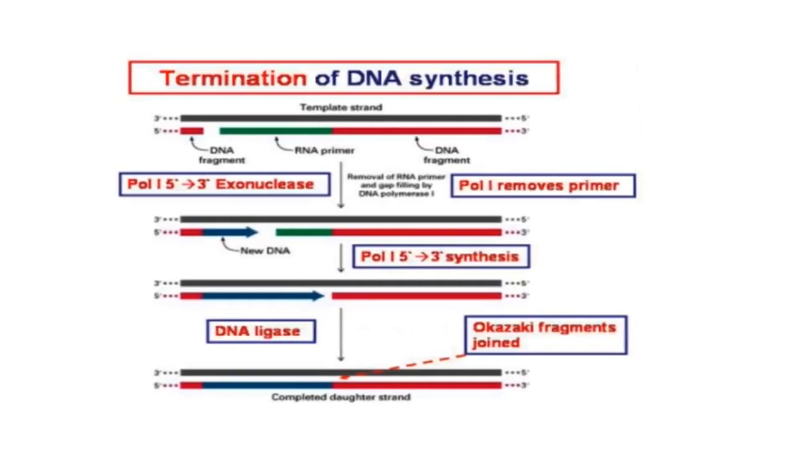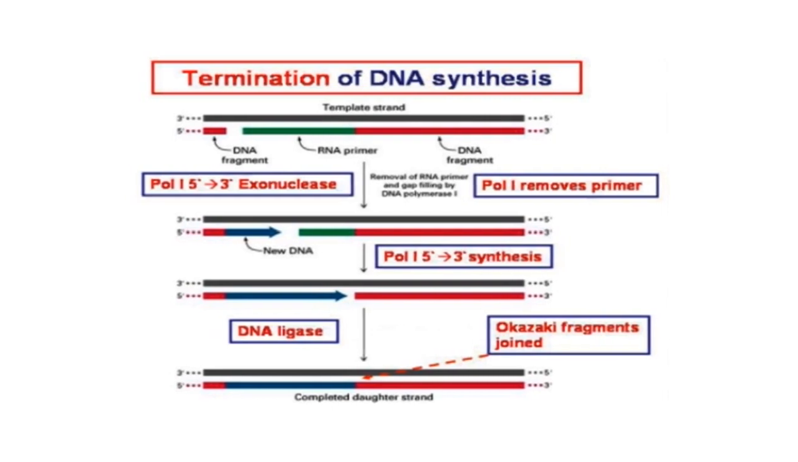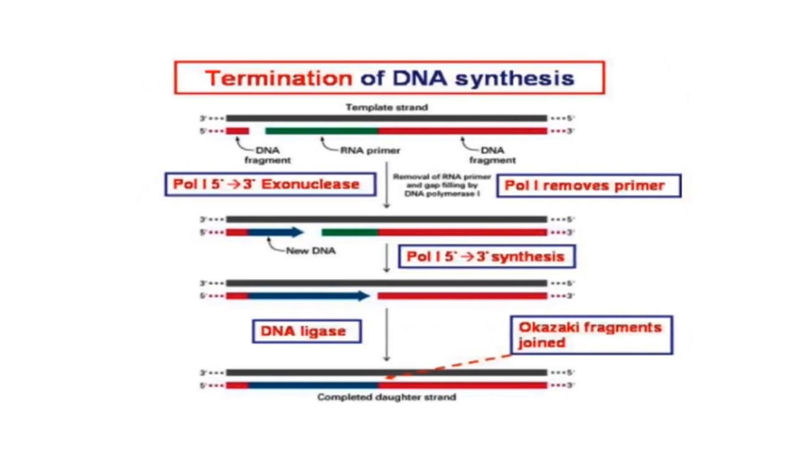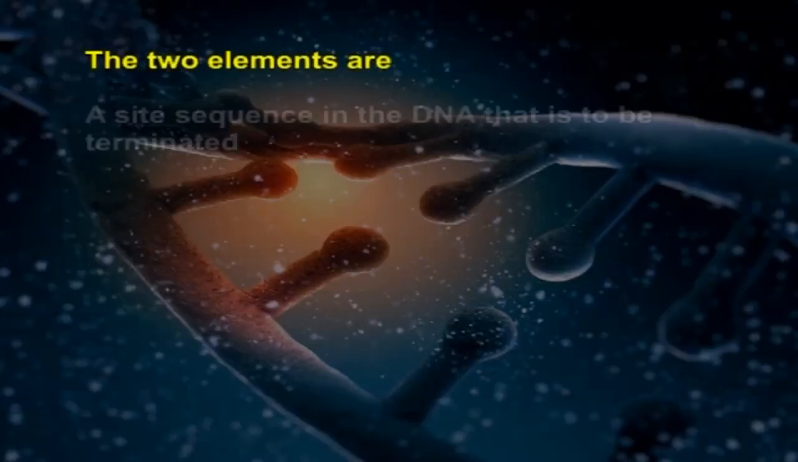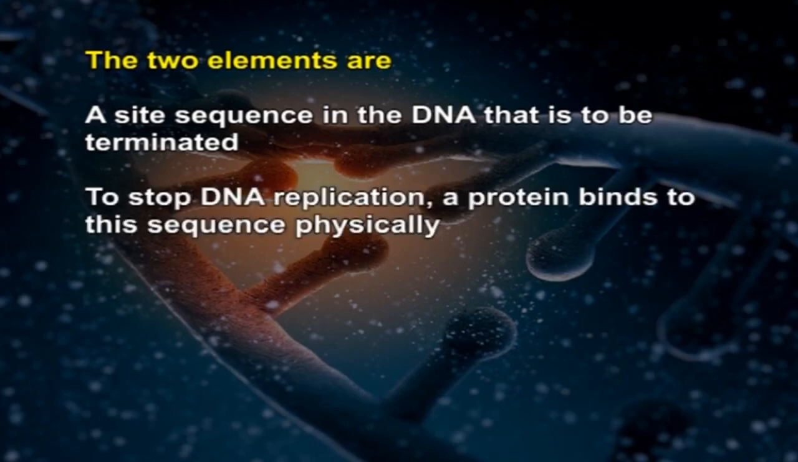Termination is the process where the progress of the replication fork must be stopped or blocked. Termination at a specific point involves the interaction between two elements. The two elements are a site sequence in the DNA where replication is to be terminated, and a protein. To stop DNA replication, the protein binds to this sequence physically.